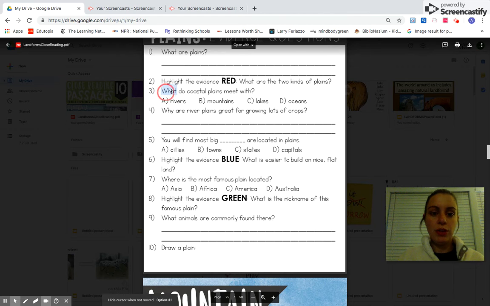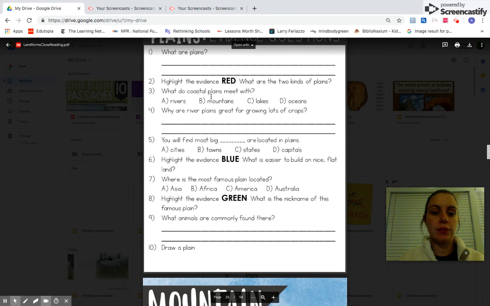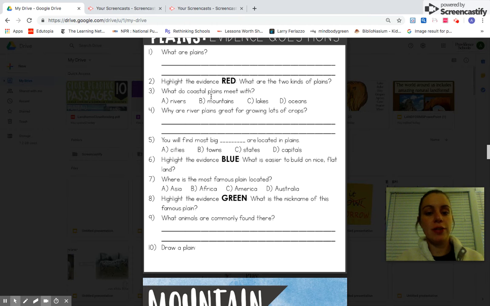All right, number 3. What do coastal plains meet with? Okay, so that means what the coastal plain is here. What does it meet with on the other side? Okay, so go back in your text, look for the answer, choose one, and move on. So multiple choice answer letter A is rivers, B, mountains, C, lakes, or D, oceans. Now remember, you're looking for coastal plains. Okay, so pause and answer it.